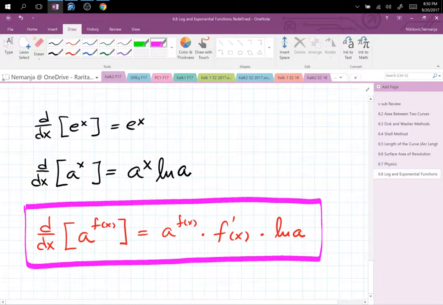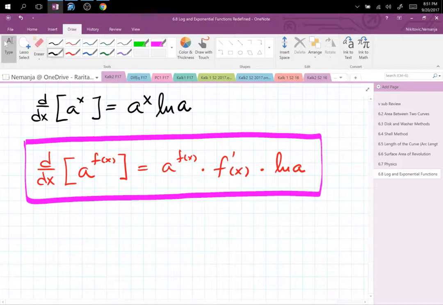And this is what I call the boss equation for differentiating exponentials, because this is the most general case that we can have. Again, if a is e and f of x is x, then a is e, f of x is x, times the derivative of f of x is 1, times the ln of e is 1, and here is your derivative of e to the x is e to the x, even if you use this formula. So this is the most general case that you can run into having different derivatives of the exponential functions.